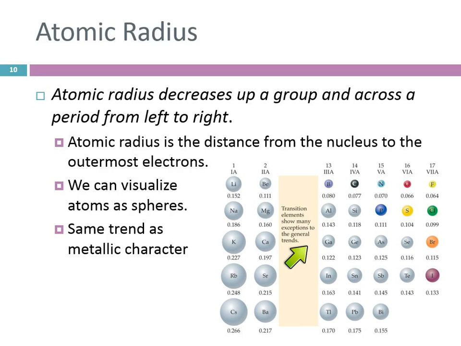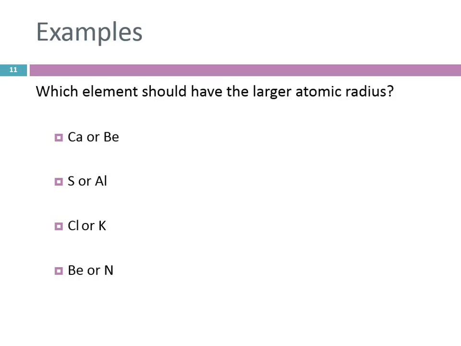Now they left out the transition metals because they don't follow patterns very well. They're kind of like 6-year-old boys. They don't follow patterns well. Any questions? Oh, here we have some examples.